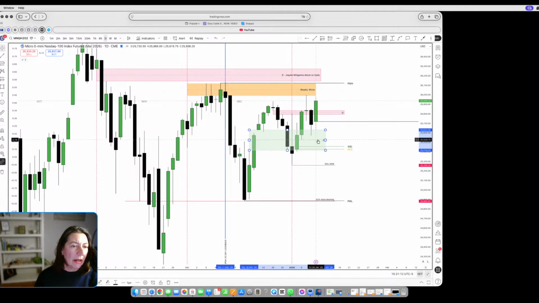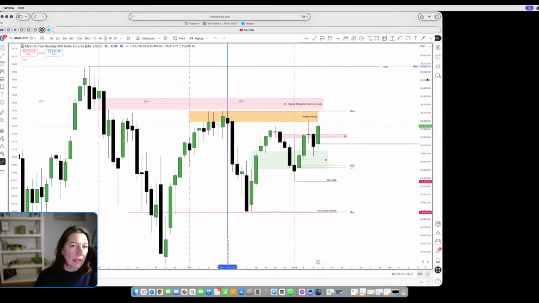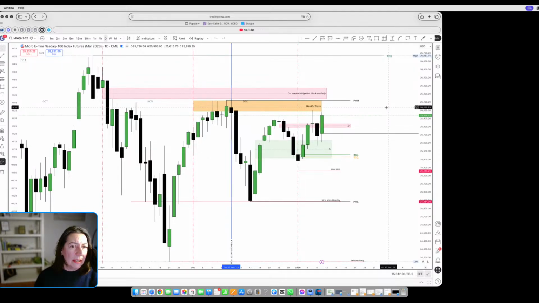Again, this is a strong area in anticipation of moving higher if price wants to expand higher, and using CPI on Tuesday as the impetus to moving higher.